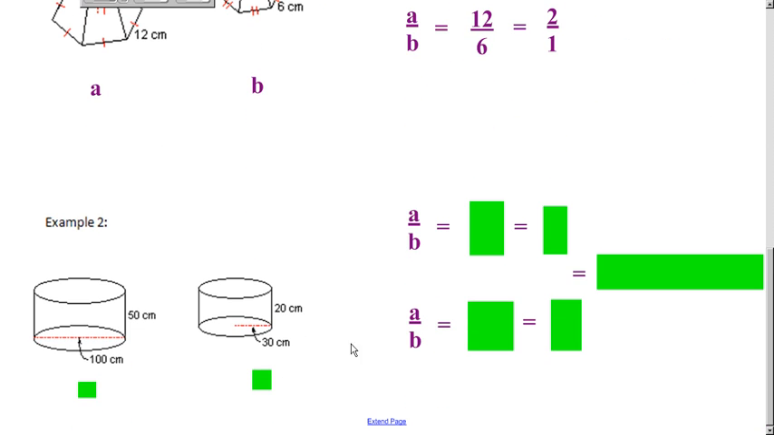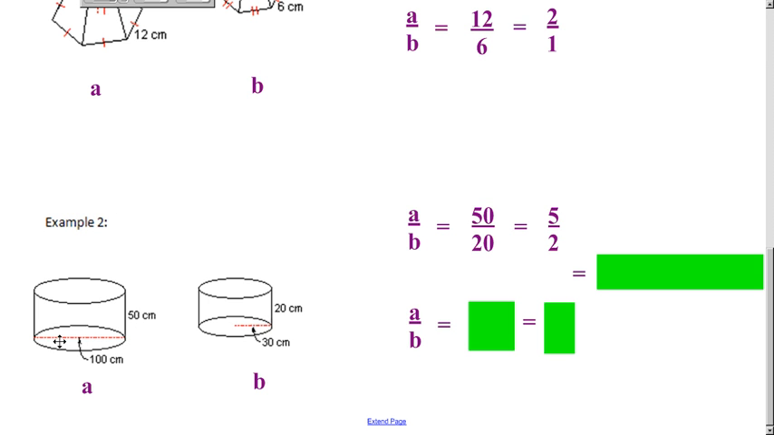Example 2, again, label them. Figure A, figure B. In A, on this side, I'll start out with 50 here. 50 corresponds with 20. That reduces to 5/2, leaving us with 100 here.